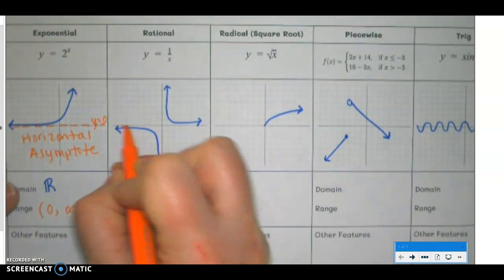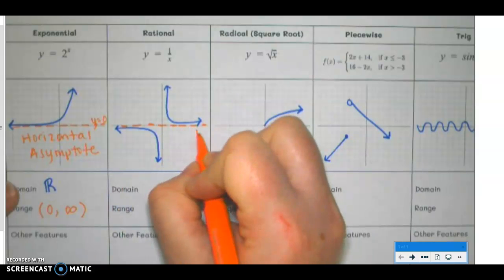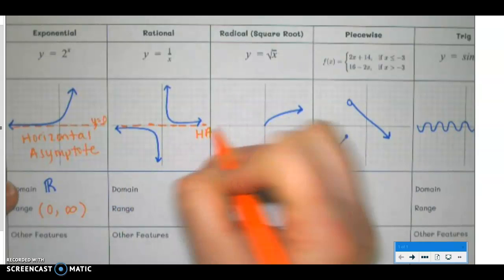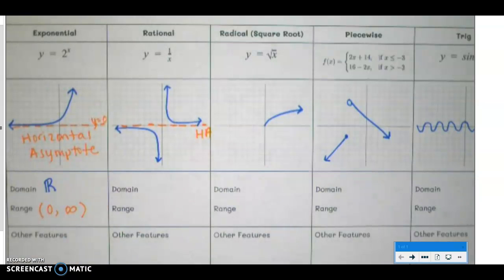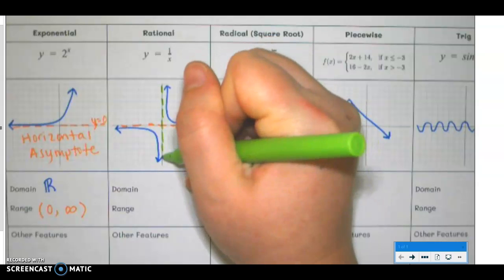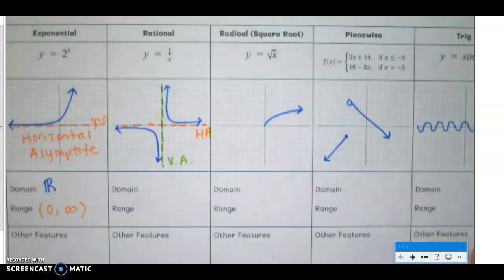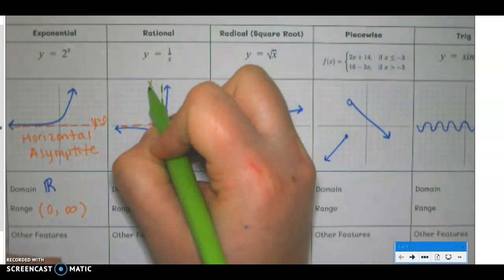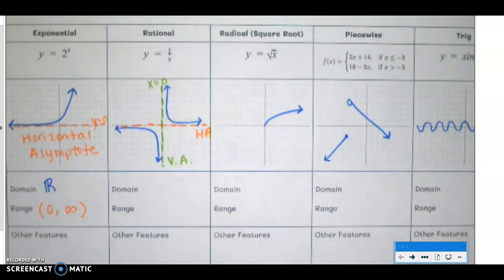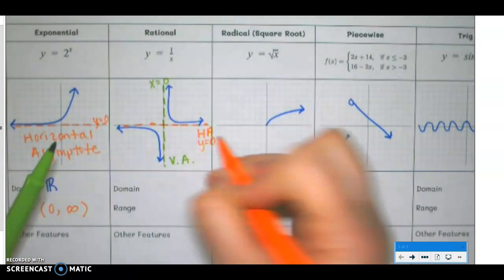All right, now rational has, typically, not all the time, a horizontal asymptote, but it also, on the parent function at least, has a vertical asymptote. So the horizontal asymptote restricts the range, the vertical asymptote restricts the domain. This is the line x equals 0. The horizontal asymptote here is the line y equals 0.